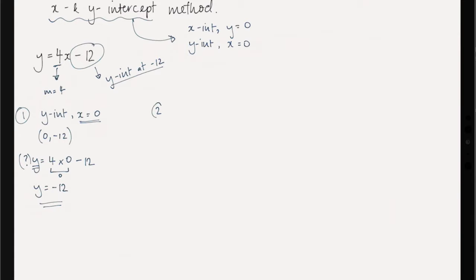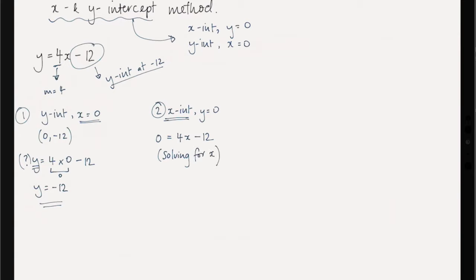So now let's work out our x-intercept. And we know when it's our x-intercept that y is equal to 0. Again here, we're going to do a bit of algebra and solve. So I'm going to substitute y equals 0 into the original equation, which is 0 equals 4x minus 12. Remember, it was y, but we said, to find the x-intercept, y must equal 0. So now we're going to solve for x.